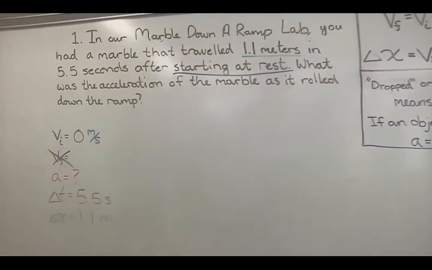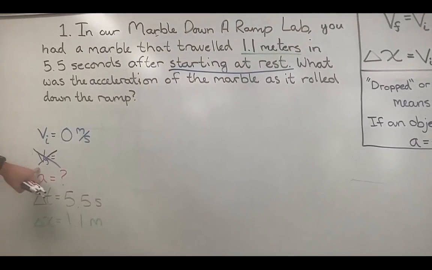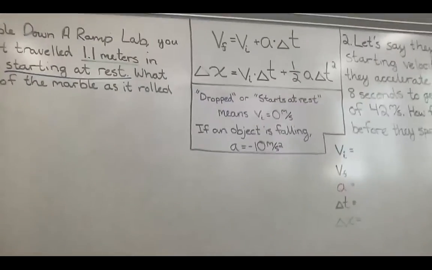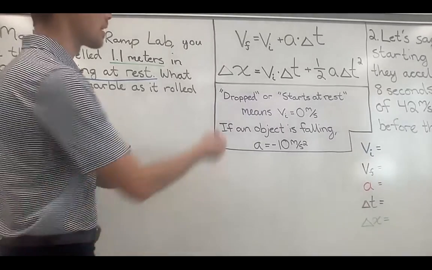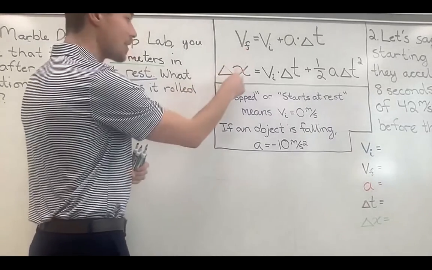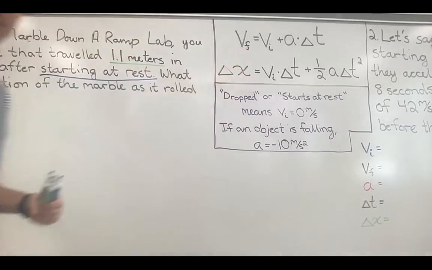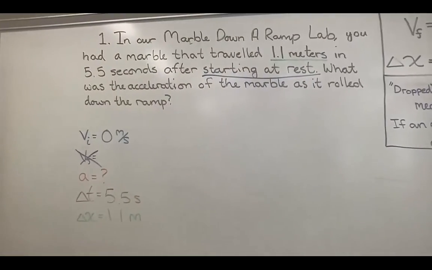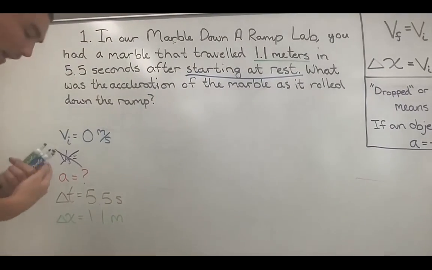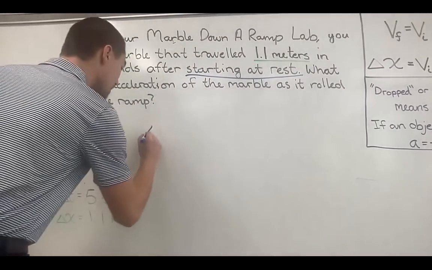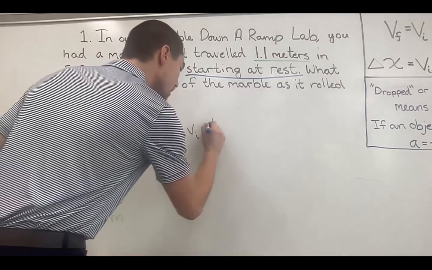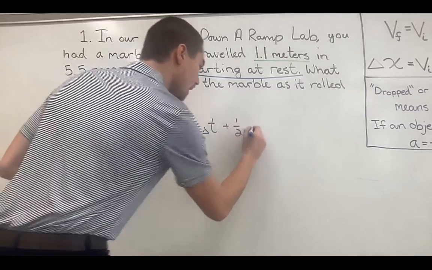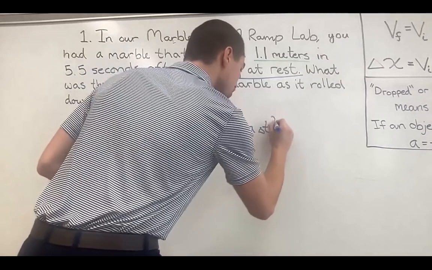So if you remember, we don't have the final velocity for this problem. It's not given to us and we're not looking for it. So to determine which equation we should use, we need the one that doesn't have final velocity. Well, this one does, and this one doesn't. So we're actually going to use the second equation to solve this problem. So let's write that out. We're going to have delta x equals vi delta t plus 1/2 a delta t squared.